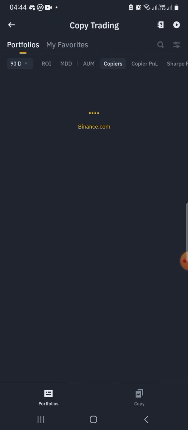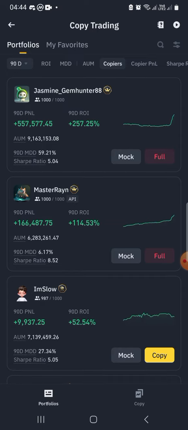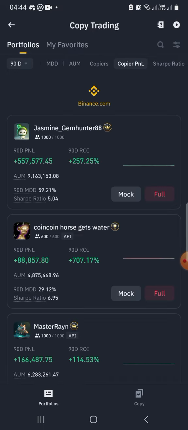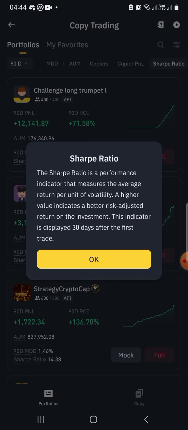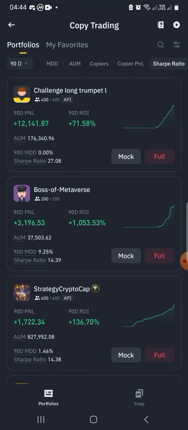So we continue. You look at the copiers, the copier PNL, Sharpe ratio, and then it goes on and on. The Sharpe ratio is basically like a risk to reward. The higher the Sharpe ratio, the better the risk to reward return, right? And you are told that this indicator is displayed 30 days after the first trade. So these are all the various parameters that you can have.